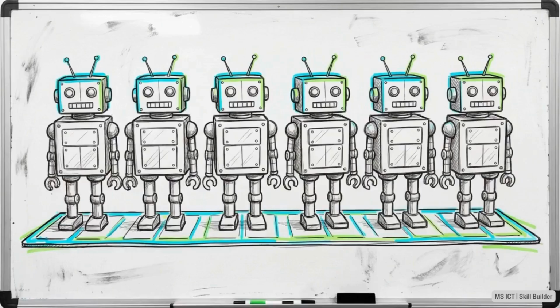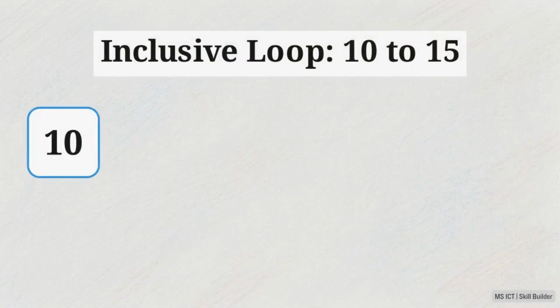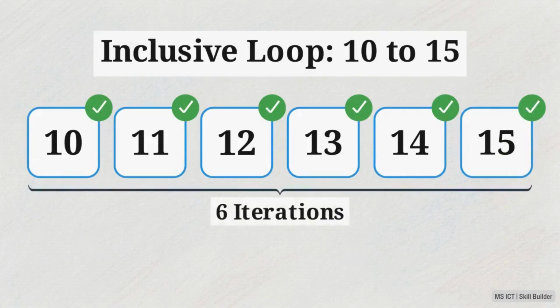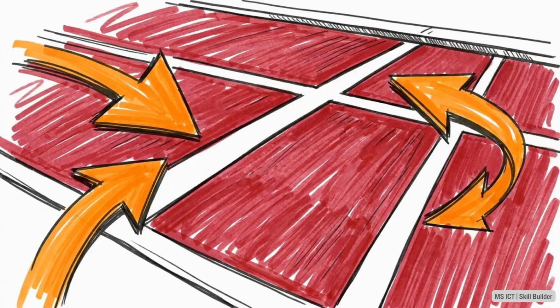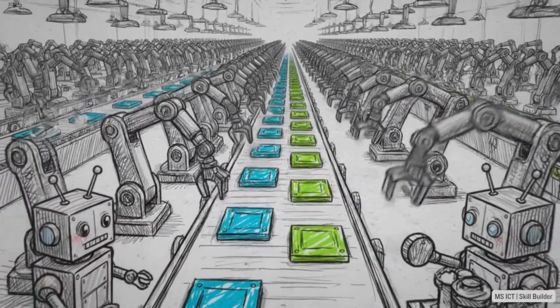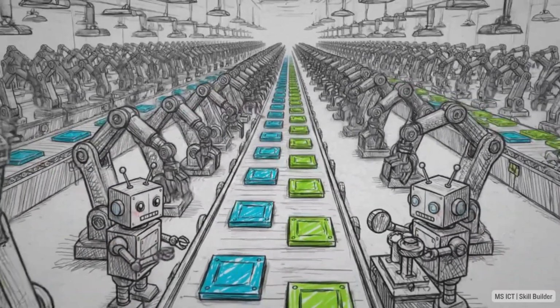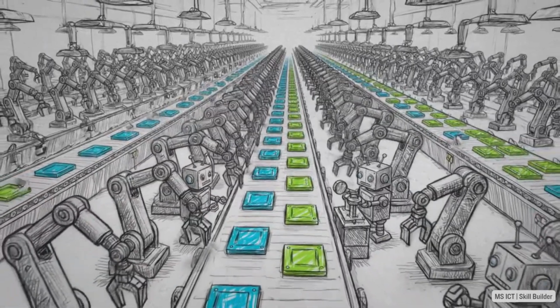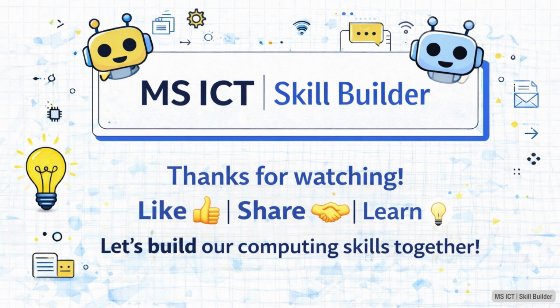The answer is 6 times, not 5. Because the loop counts 10, 11, 12, 13, 14, and 15, understanding whether those start and end values are included in the count is a critical skill. Now that you understand count-controlled loops, you can get a computer to perform thousands of repetitive tasks instantly without making a single mistake.